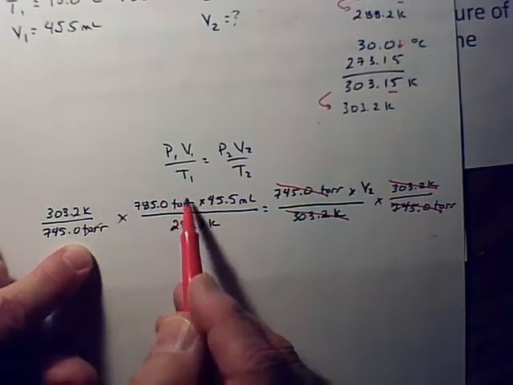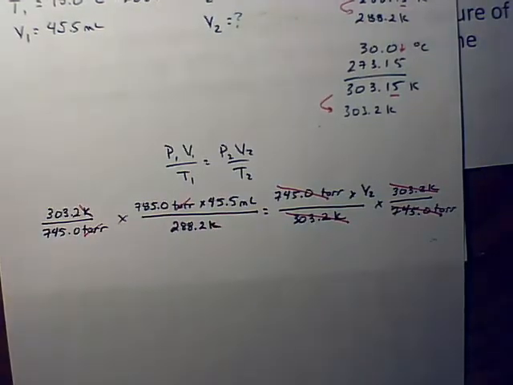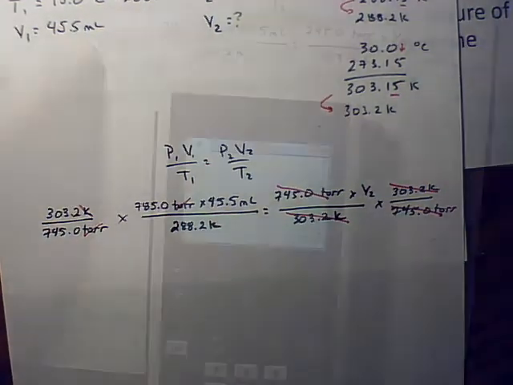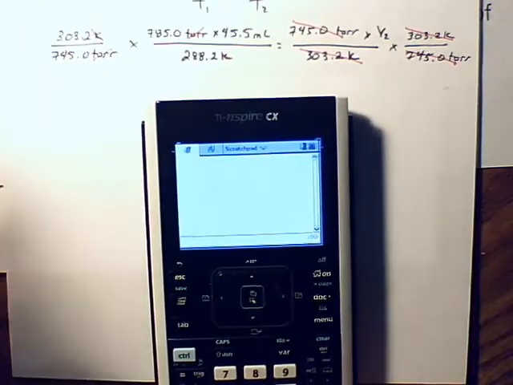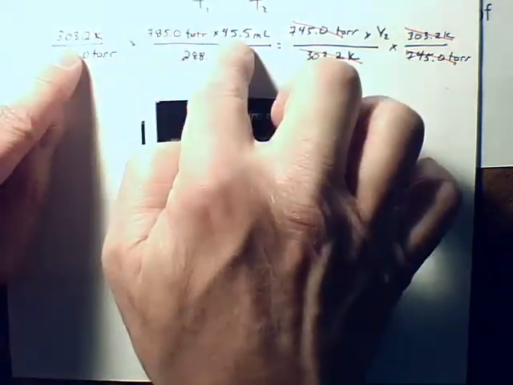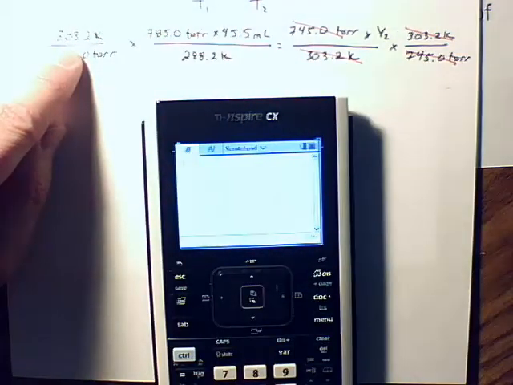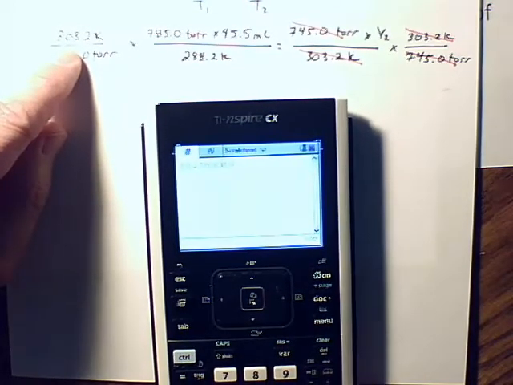You're just going to cancel units. Got torr canceled here and Kelvin canceled here, and put it in the calculator the same way we did it in stoichiometry. Now this is the fast way that works with every calculator. You don't have to have a special calculator to do this. Multiply everything across the top and hit equals: 303.2 times 785.0 and times 45.5. And this is the same system I taught you when we were doing stoichiometry.